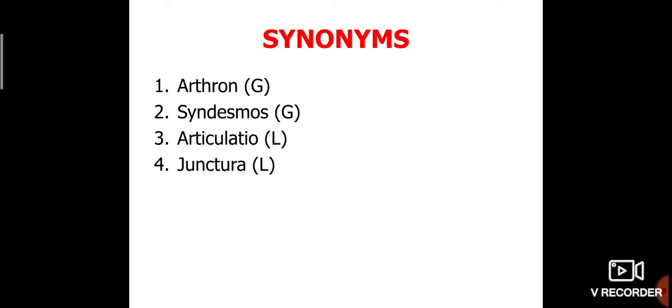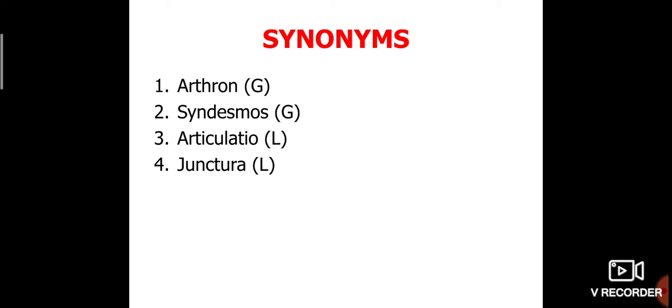We have different types of joints in our body, and these can be movable joints, immovable joints, or partially movable joints. So different varieties of joints are there. Depending upon the type, we have many kinds of classification of joints. And arthron, syndesmosis, articulatio, junctura are the different terms related to joints.